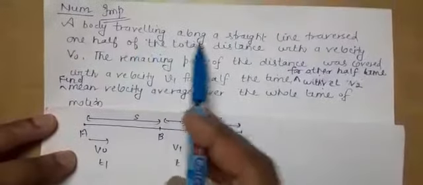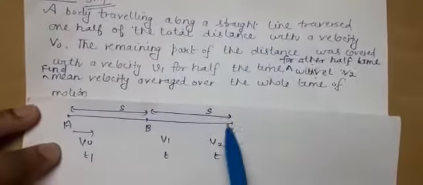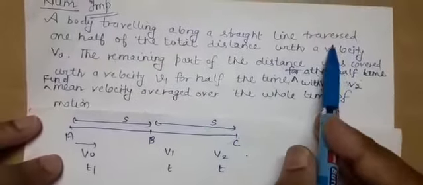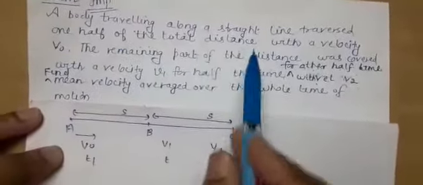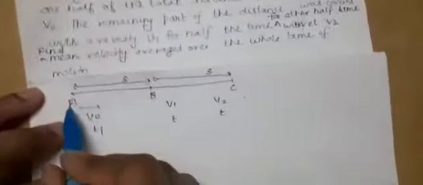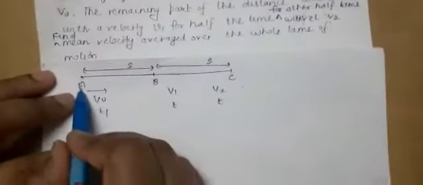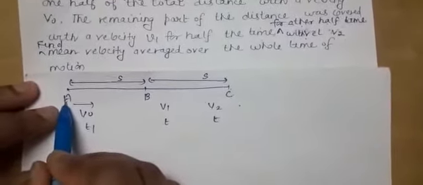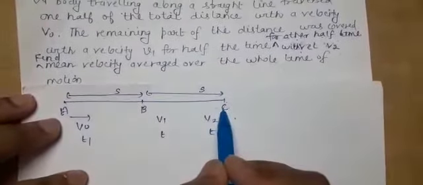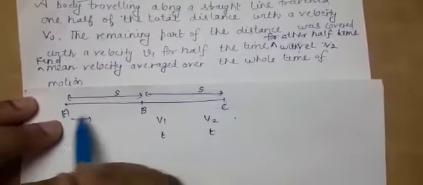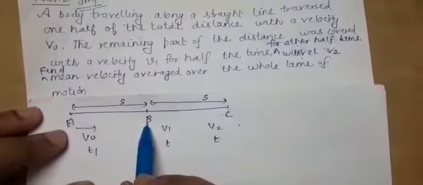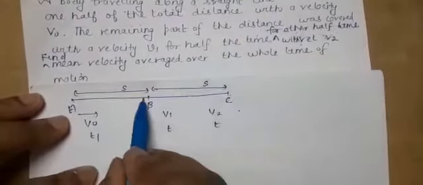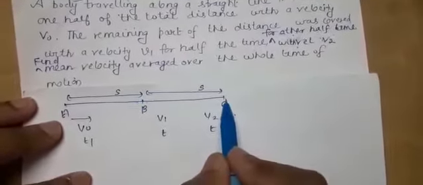A body traveling along a straight line, this is a straight line A to C, traversed, it means covered 1/2 of the total distance. See, you can take the total distance as s, but I am taking the total distance as 2s. Why? Because I have to take half distance. So to simplify the calculations, I have taken it as 2s, and this is s. But it will not make a difference.